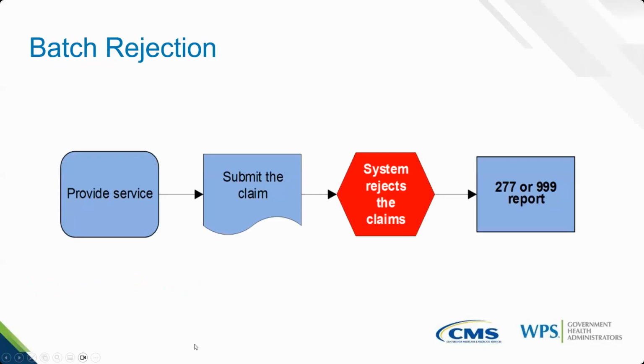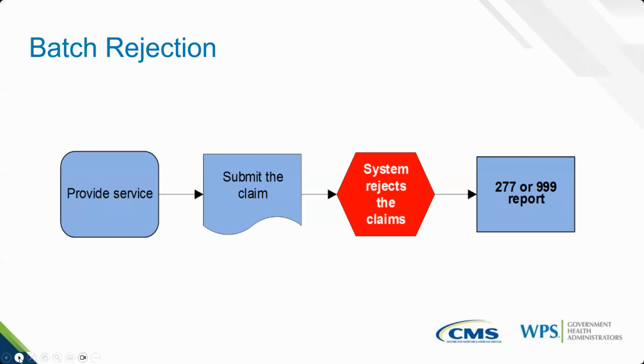So to fully understand rejections and denials, it really is important that you recognize the path that a claim takes, or what we sometimes refer to as the life of a claim. This is really a simplified graphic on how a claim gets into our system. Of course, the service is provided, the provider submits the claim, and our system might reject that claim. And when that happens, a 277 or 999 report is generated and provided to the provider.